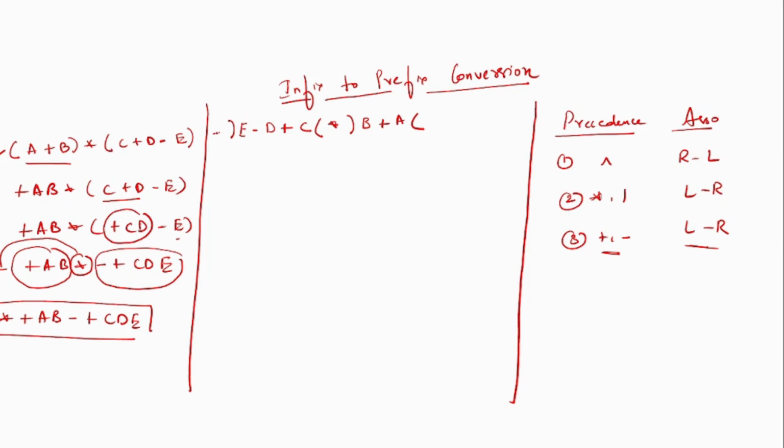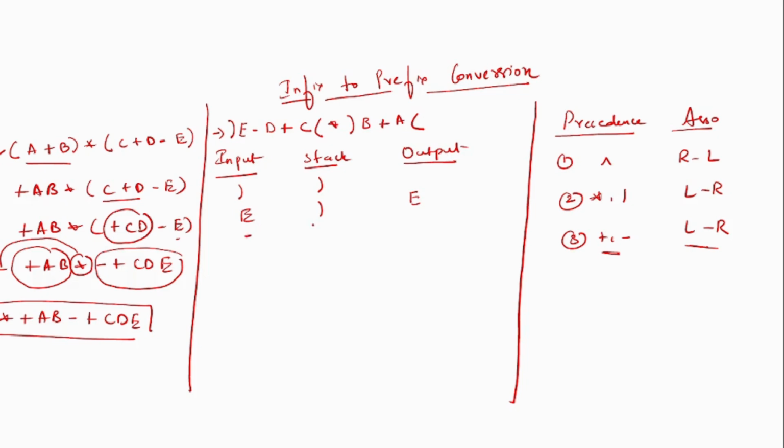So let us convert this expression now. We will scan from left to right and see each and every token. So I will say here input, stack and then output. Now the first token is close bracket. I will push the parenthesis into the stack, nothing in the output. Then comes minus. I will push minus into the stack, nothing in the output. After the parenthesis we have E here. Bracket remains here. I will put E in the output.